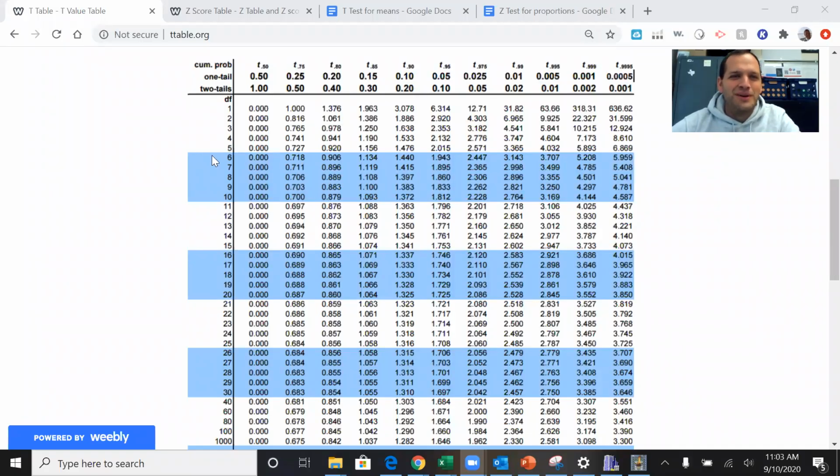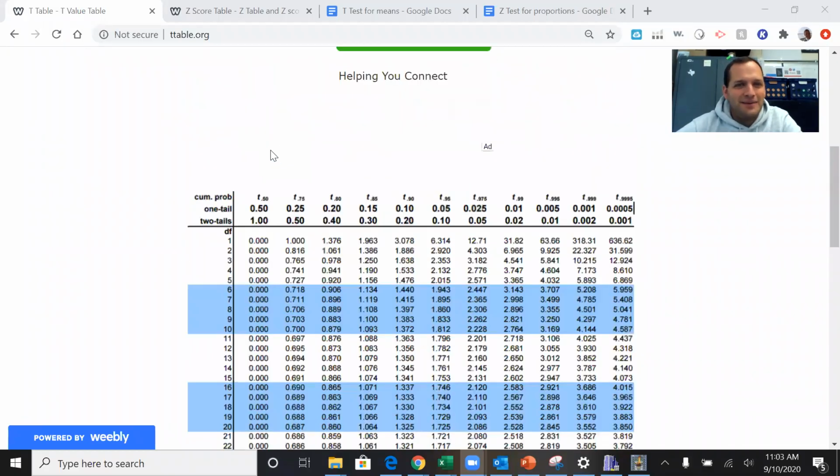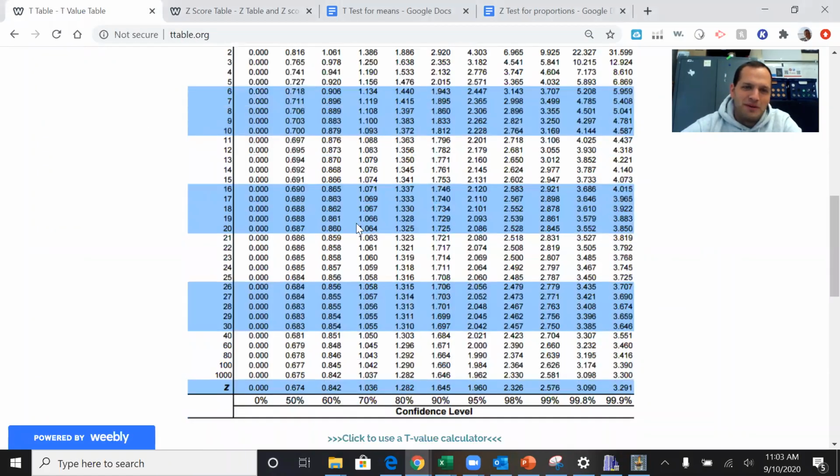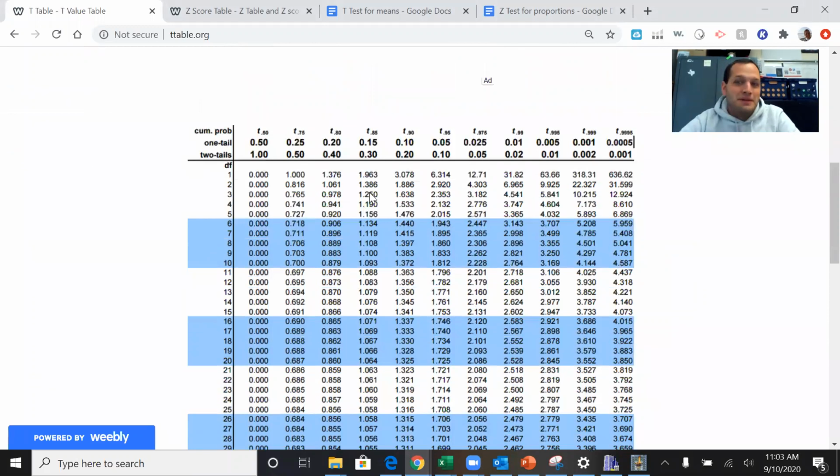Hey guys, so we've learned about using a T table. We've learned about using a Z table, and they both make our heads explode at the beginning. However, now we're feeling great about it. So let's talk about how we can just totally forget the tables and just do it with the calculator. Wouldn't that be so much easier?